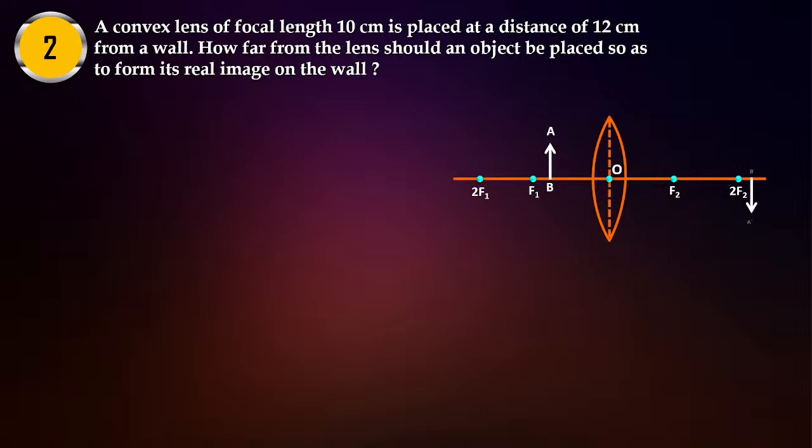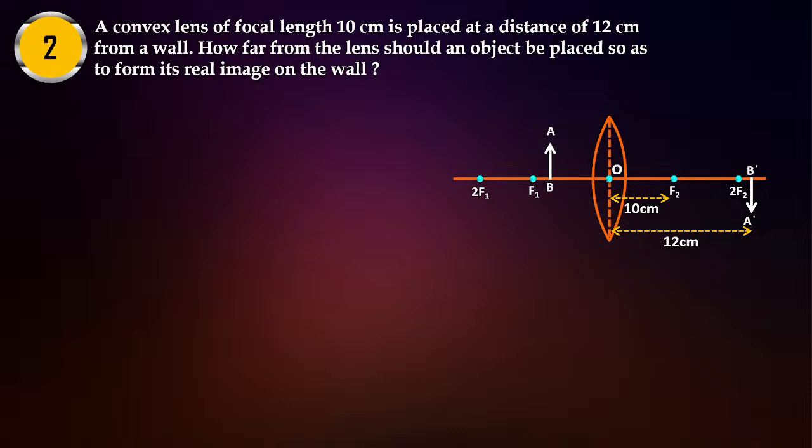Okay, so this is the object. Like this, 10 centimeter. Now we have to find the object distance. I have to find the object distance. Now tell me, object distance will come in positive or negative? Why? Because it is on the left side.